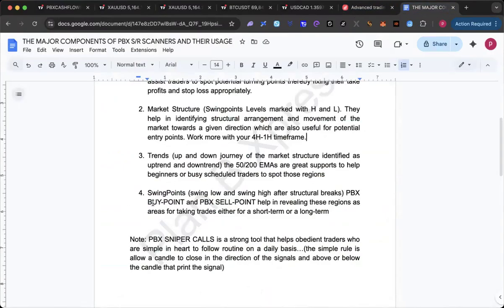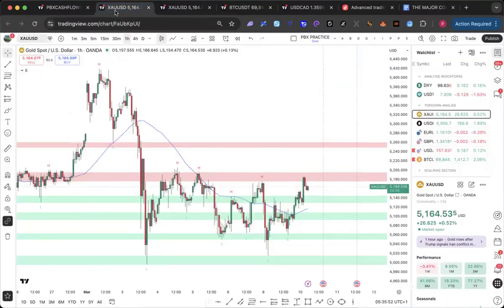Then the last point is called swing point. We call it swing low and swing high, which I've actually pinpointed, but just to tell you the dimension of it: swing high and swing low. So we say higher swing low and swing high after structural breaks. PBS, buy point and sell point, help in revealing these regions as areas of taking trades, either for short term or long term. So let's quickly go back there.